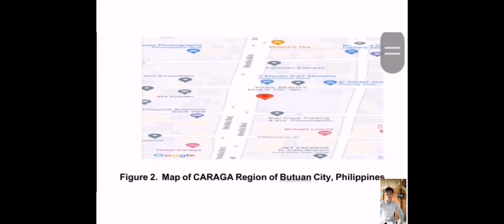Research locale. My research locale is the area of St. Joseph Institute of Technology in the province of Butuan City, Agusan del Norte, 600. This is my map of Butuan City, showing SJIT, St. Joseph Institute of Technology, on Montilla Boulevard.